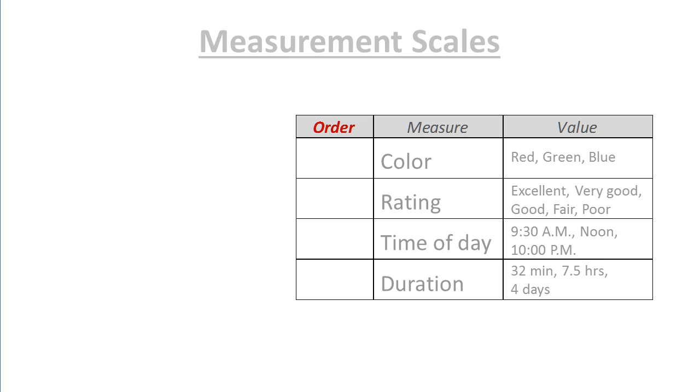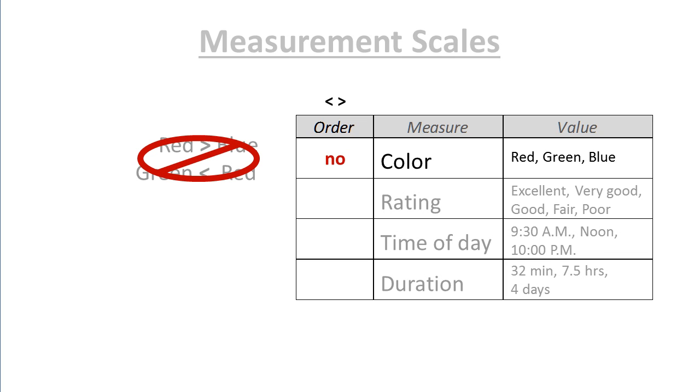If the values are ordered, then you can compare 2 values and determine which value is greater, or which value comes first. Let's take a look at what this means with our 4 measurements. Let's begin with color. Is red greater than blue? Which comes first, green or red? These comparisons are nonsensical. They're nonsensical because values of our color measurement are not ordered.